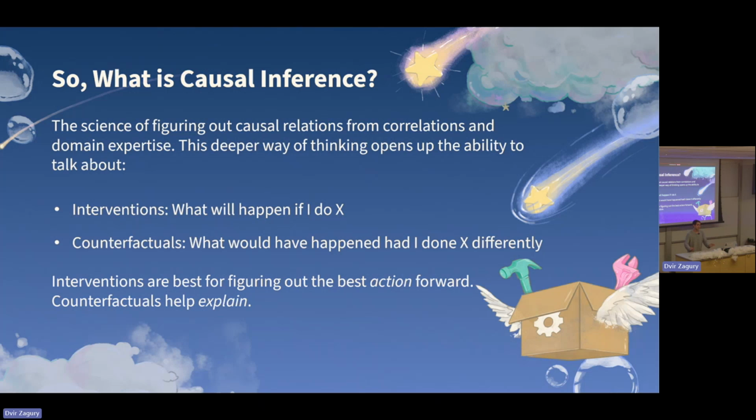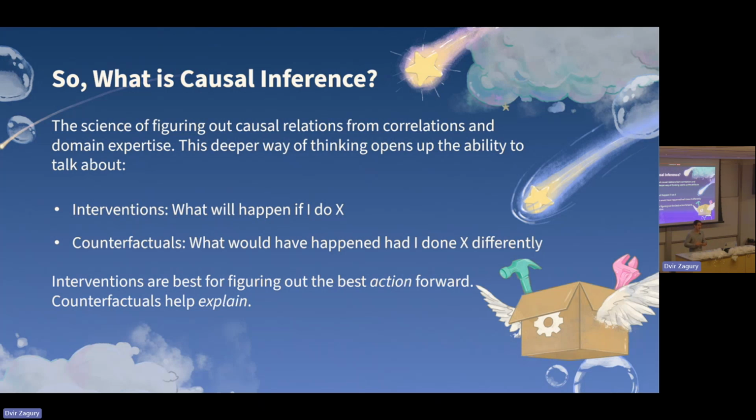That's different from prediction. In machine learning, you predict the next step. In causal inference, the goal is to talk about interventions. What would happen in a system if I do this? Or counterfactuals. What would have happened had I done that thing X before? Interventions are best for figuring out the best action forward or for knowing how a system would work. For example, in our earlier example, if you had the wrong kind of conclusion, you could have turned on the car wipers in order to make the rain go down. Doesn't work. Counterfactuals are more about understanding.